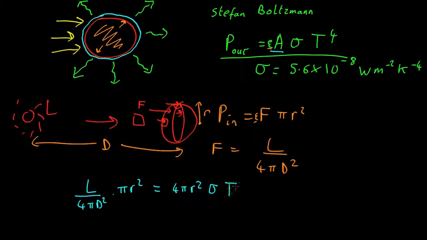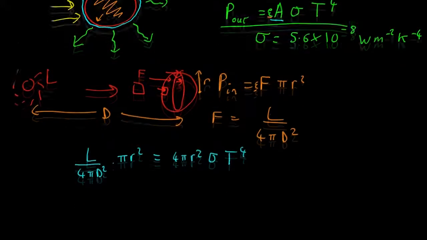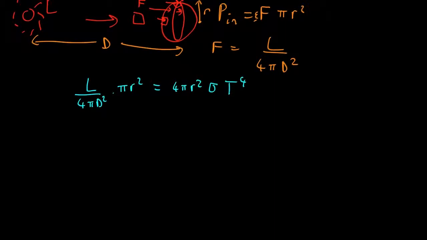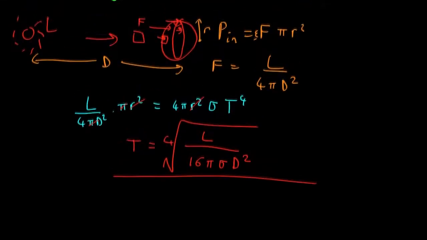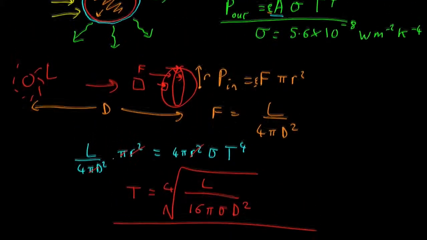Times sigma T to the fourth. So we can cancel some pi's, cancel the r squared, and rearranging we find that temperature is going to be the fourth root of L over 16 pi sigma d squared. So that will tell us the equilibrium temperature we expect for a planet. That's if the energy in equals the energy out.